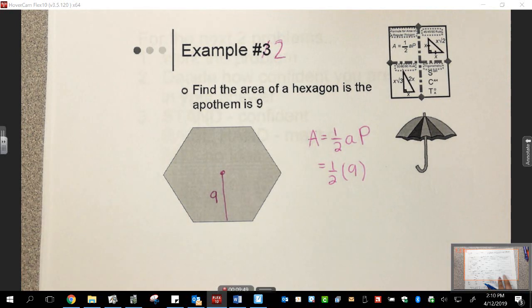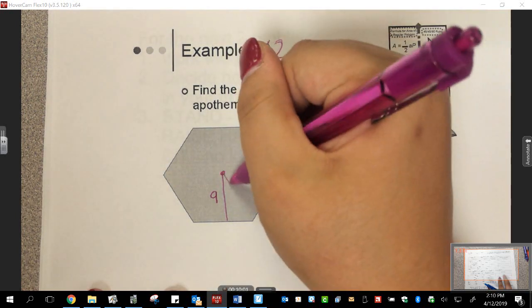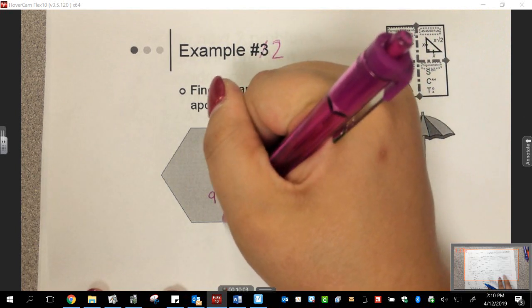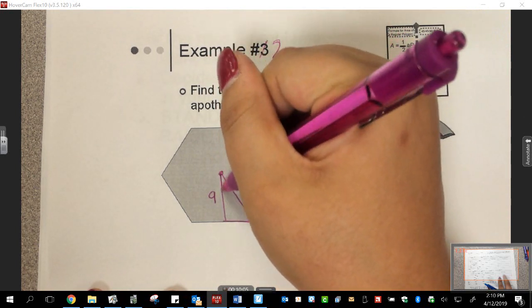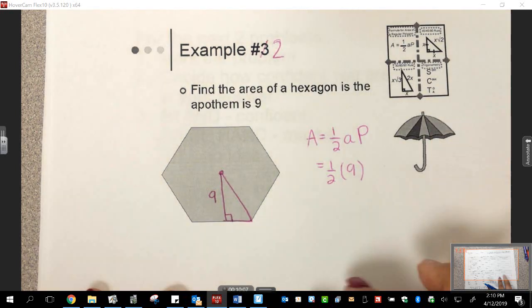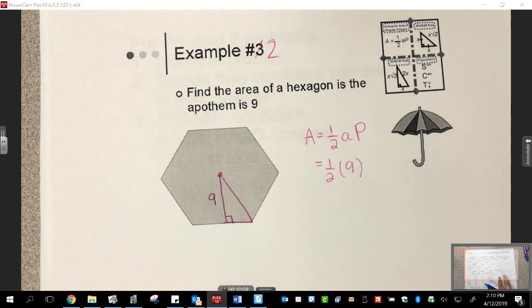Question mark. X. Okay, you're going to love me, I know it. When in doubt, now, I don't know the angles, but I'm going to show you how to find the angles. Okay? Would you agree with me?